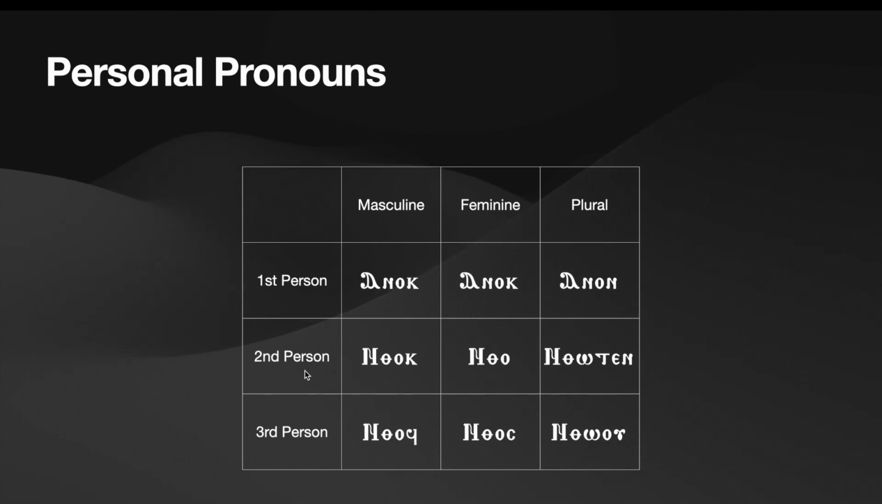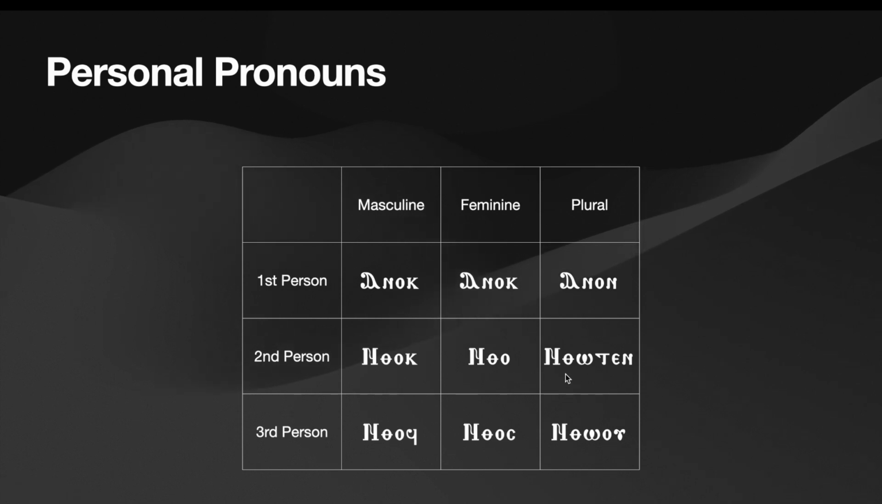Here, masculine, second person. This is used for "you" when you're talking to a guy. So if I were talking to a guy, I would say "you" inthok. If I were talking to a girl, it would be "you" inthó. And if I were talking to an entire group of people, I would say "you" inthoten.